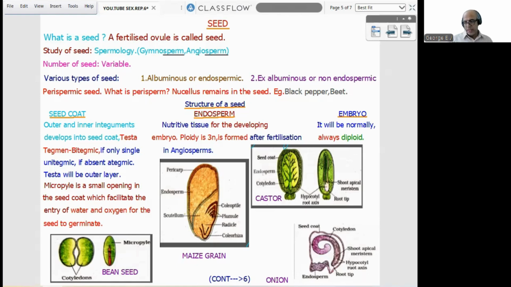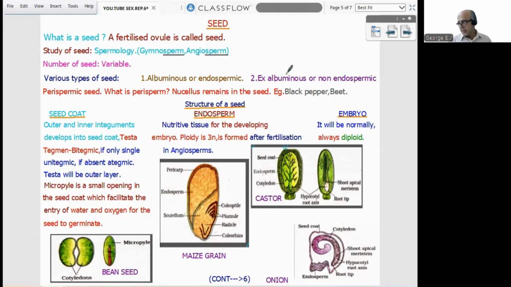Now you can find the second diagram, a maize grain, a typical monocot grain where everything is marked. It is an important question for diagram-based labeling. Aleurone layer is around the endosperm only. Endosperm is triploid, and the aleurone layer is also triploid. Then you can find castor. Then onion is shown. It is a labeling question where people will not look into it. It is an NCERT diagram. I think that part is clear.